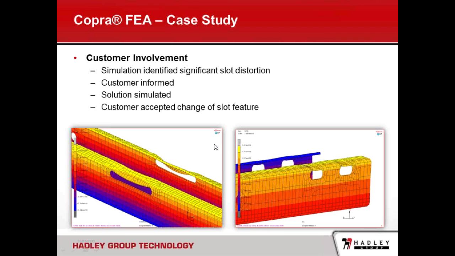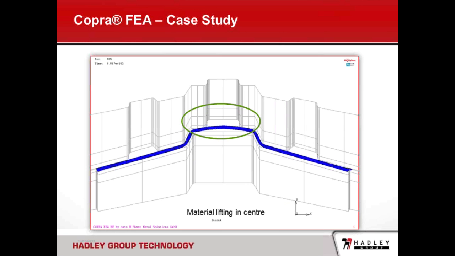So first of all, we now involve our customers much closer to the front of the design process. In this particular case, we were able to show them how we believe the slot would distort. We were able to run a simulation of a solution, of an improvement, and the customer was able to then make a change to that product. And so saving us a considerable amount of time had we not changed the slot at the end of the forming process.